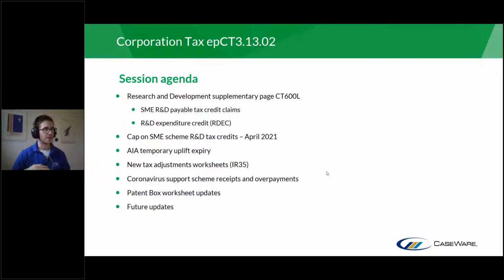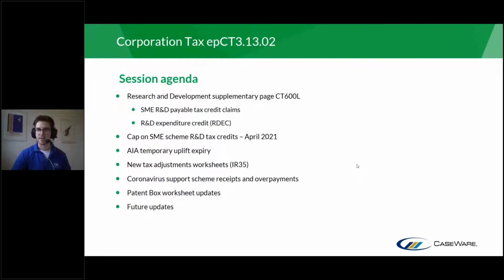And the other new content that we've got in, some new tax adjustments worksheets to support tags in the 2020 taxonomy that was introduced with this epAC. The coronavirus support scheme receipts and overpayments worksheets, which is just a simple add-on to the existing payments worksheets, and then a couple of other updates that we have in respect to patent box. And then I'm going to use the end of the session just to talk a little bit about what our development roadmap is looking like over the next 12 months.